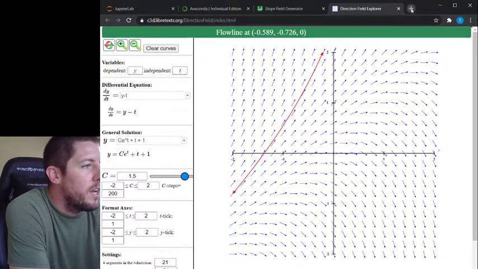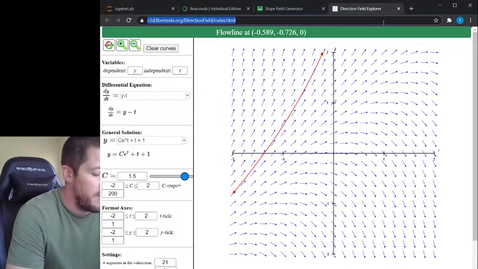And by the way, I did want to go ahead and Google some CalcPlot 3D for you guys here. So let's go ahead and do that.